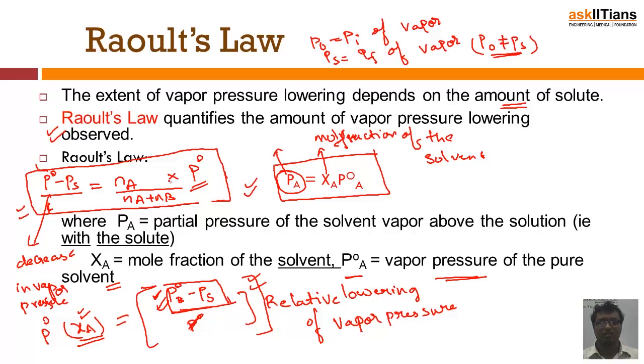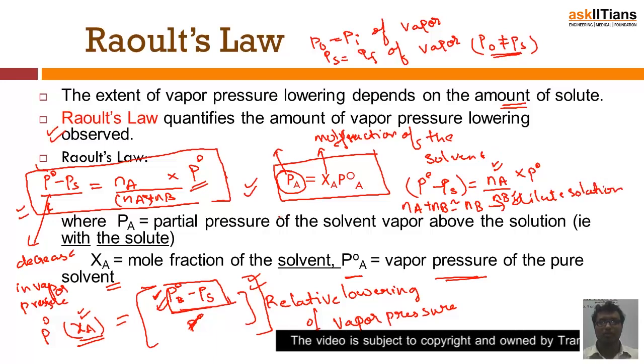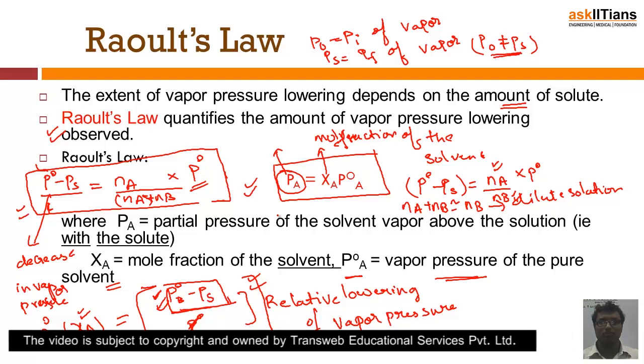If it is a dilute solution, remember guys, P naught minus Ps, which is the decrease in vapor pressure, is equal to Na by Nb, number of moles of A and number of moles of B, into P naught. Na plus Nb is nearly equal to Nb for a dilute solution. Remember, this is for a dilute solution. So these are a few important concepts related to Raoult's law.